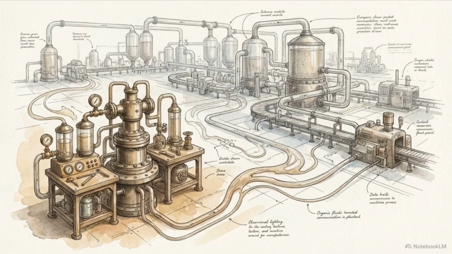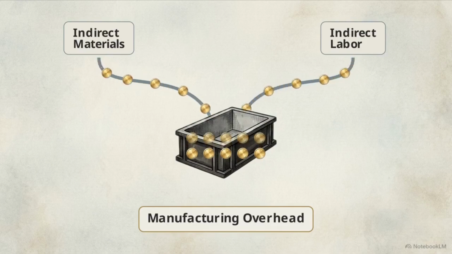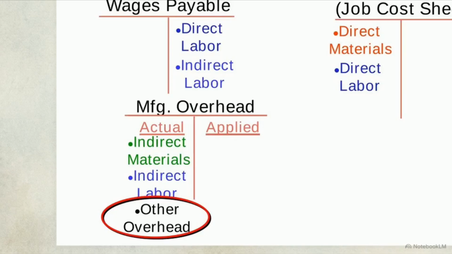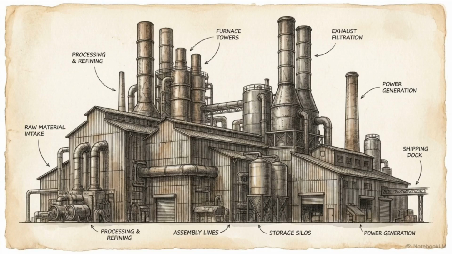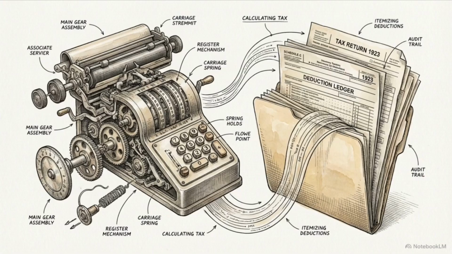At this point, the manufacturing overhead account has been steadily collecting indirect materials and indirect labor. This account functions as a temporary clearinghouse, or holding tank, for all untraceable factory costs. Maintaining a functional factory requires a wide array of support costs beyond simple indirect parts and labor. The other overhead category captures these essential facility expenses. These actual overhead charges include sweeping facility costs, like factory rent, property taxes, insurance premiums, and equipment depreciation.